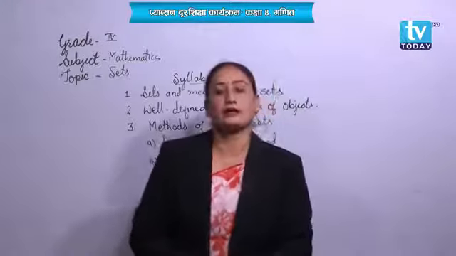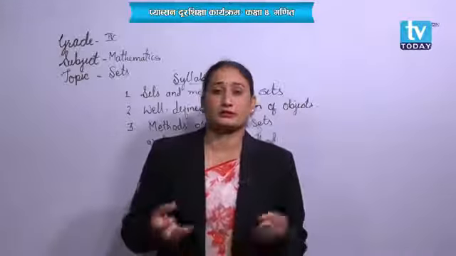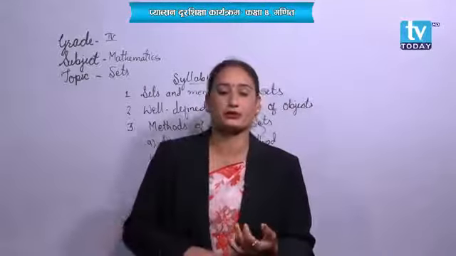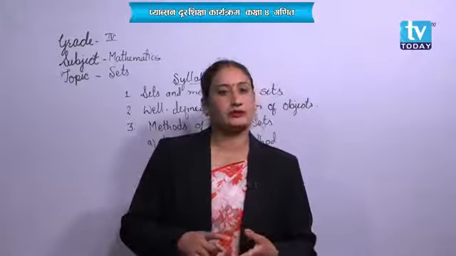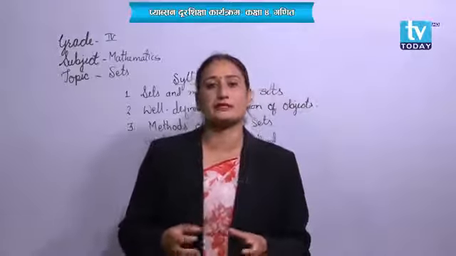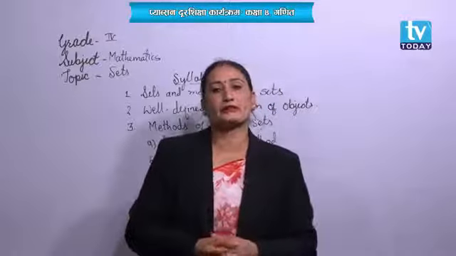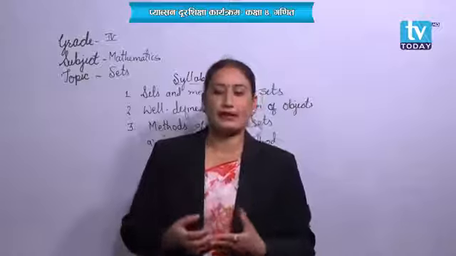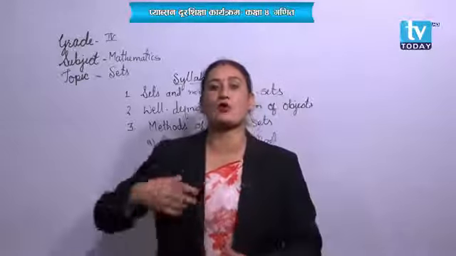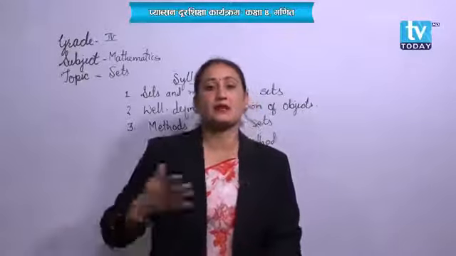If you collect some fruits from the fruit market, that collection may be mango, oranges, apple, grapes. These, if you know the names, are known as the members of the set. Done? Okay, then after, we are going to learn about well-defined collections of objects. How can we say it is well-defined, and how can we say it is non-well-defined?